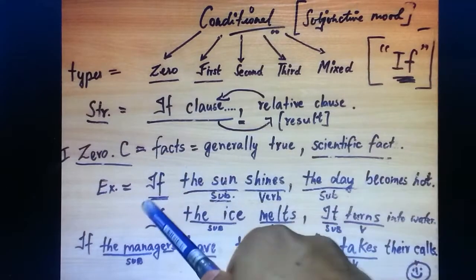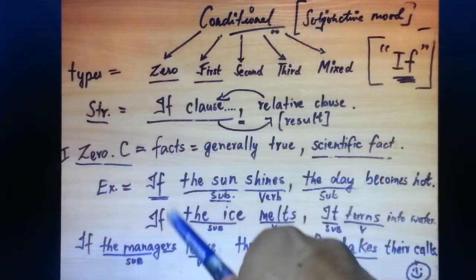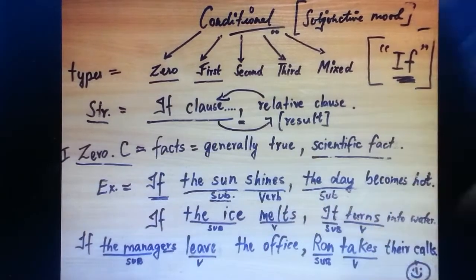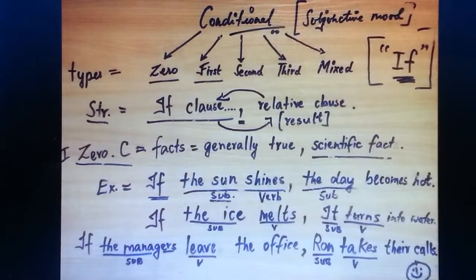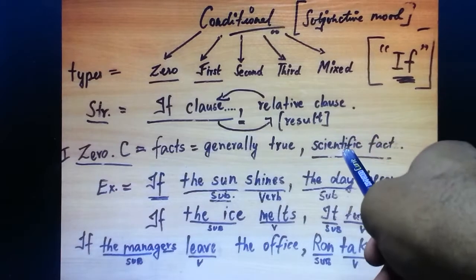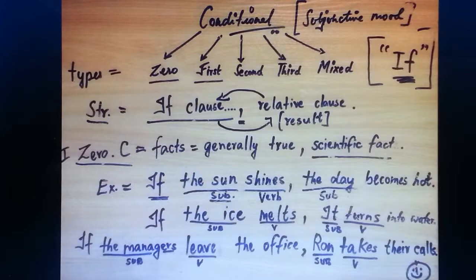So look at the sentence once again. If plus present simple and present simple. Now, if the ice melts, generally true, it melts. It does not melt into gold, of course. It does not melt into popcorn, not even chocolate. But it melts, and what happens? It turns into water. Scientifically proven. Now, isn't that very easy? Of course. Genuinely easy. Hip hip hurrah.